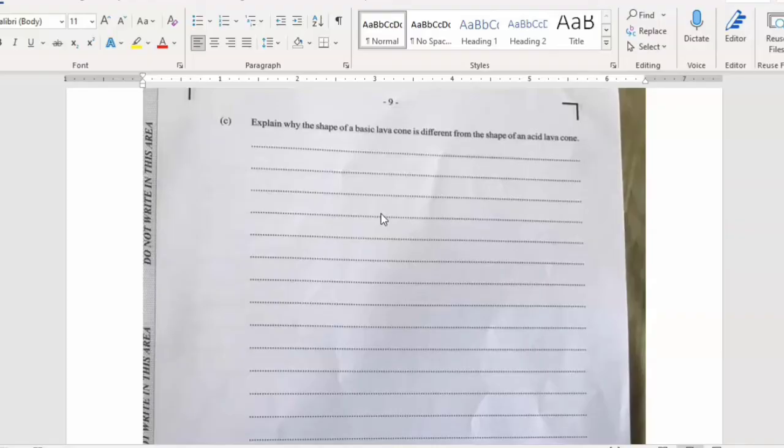Now, the acid lava creates very steep-sided slopes because of how thick it is, it prevents it from flowing to great distance before cooling, so it creates very steep-sided slopes, right? And this is usually found at convergent plate boundaries.